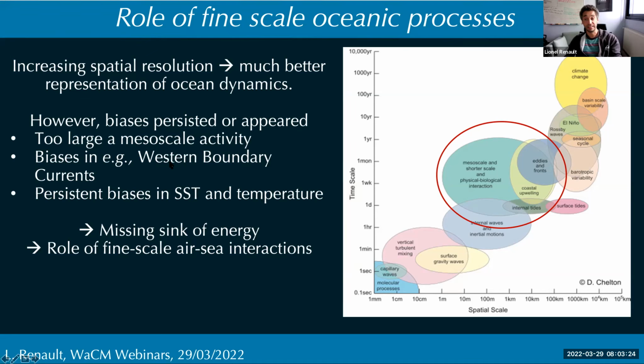We can still have biases in western boundary currents, for example in the Gulf Stream separation or in the Gulf Stream penetration into the Atlantic Ocean. We have persistent biases in sea surface temperature and also in in-depth temperature. We realized that actually we are missing a sink of energy. For a decade or so, some studies have focused on the role of fine-scale ocean-atmosphere interactions in explaining those biases and in producing a sink of energy from the ocean to the atmosphere.